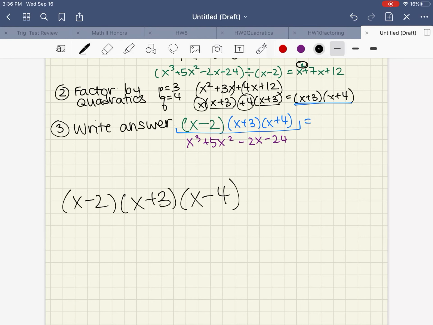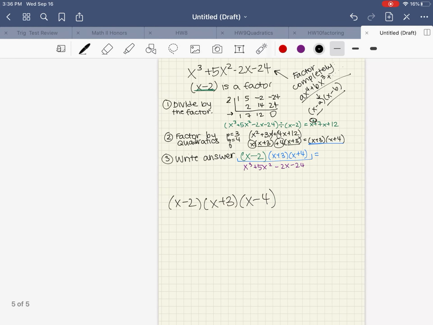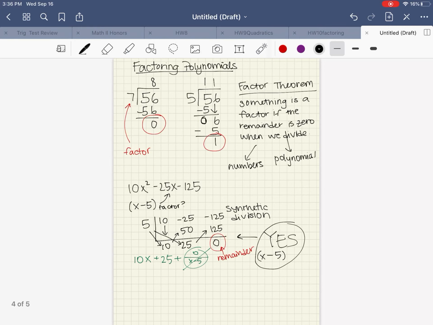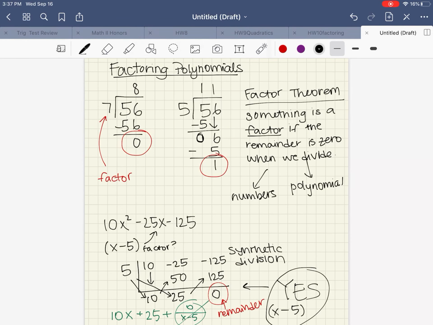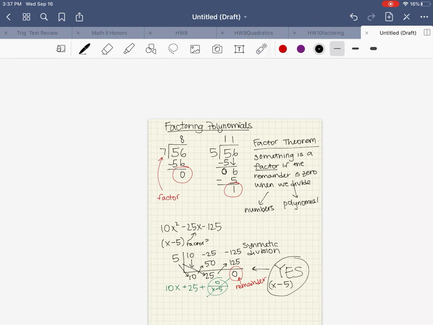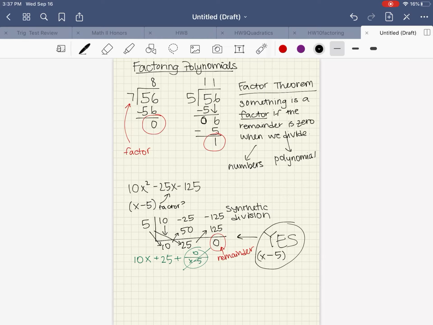For the homework for today, even though we went through all this stuff, I'm really more worried about you doing the synthetic division. The homework just asks you to find if the remainder is 0 or not. If it's 0, remember it's a factor. If it's not 0, it's not a factor. Hopefully that helps to explain a little bit more about why factoring matters and how to do it.